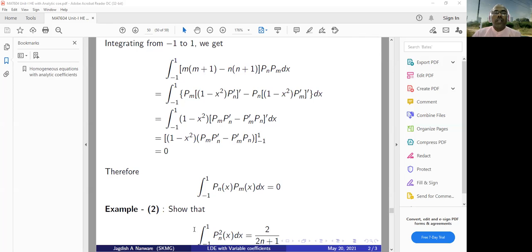So we shall discuss today the examples on Legendre polynomials. The first example which I am going to discuss is: the integral of the square of the Legendre polynomial of degree n between the limits -1 and +1 is equal to 2 upon 2n plus 1, where n is the degree of the Legendre polynomial Pn.